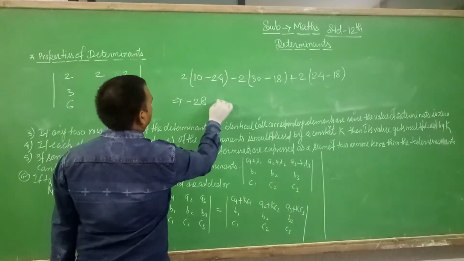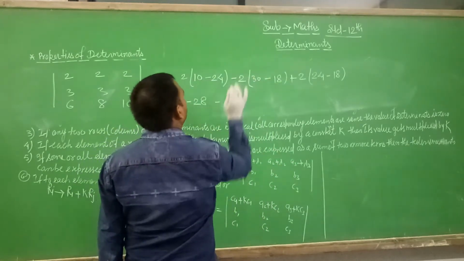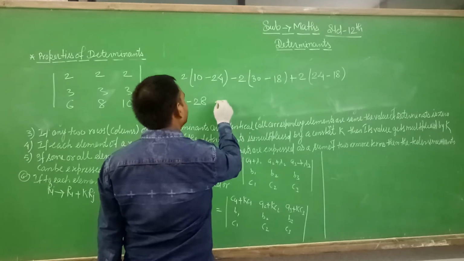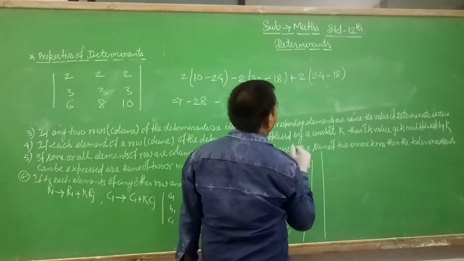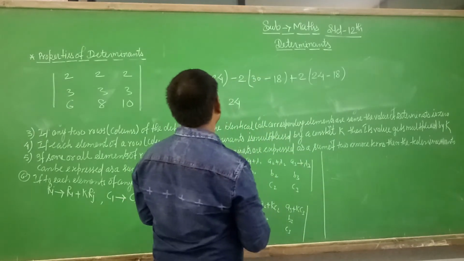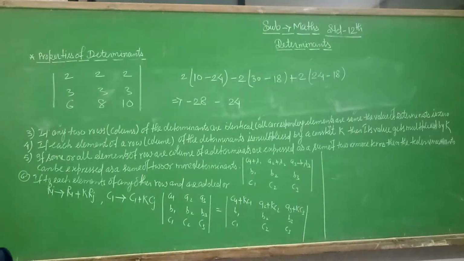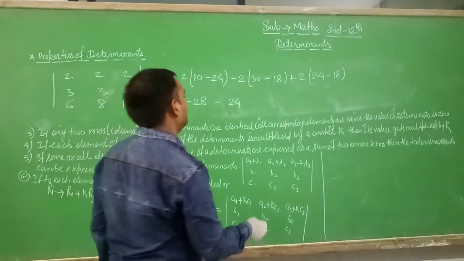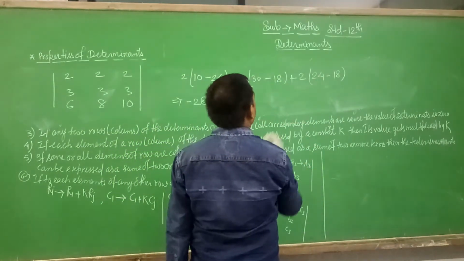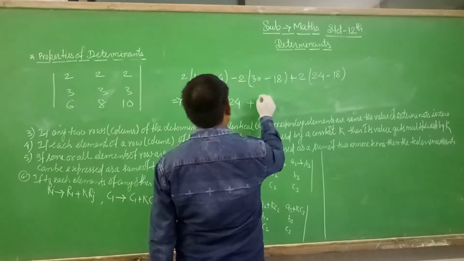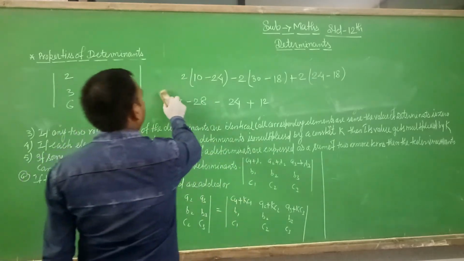Then minus 2, so 13 minus 18 is 12, and 12 2s are 24, so it is minus 24. Then 24 minus 18, so you find that 24 minus 18 is equal to 6, and 6 2s are 12. So in that situation, you find that the value of that determinant is equal to 0.